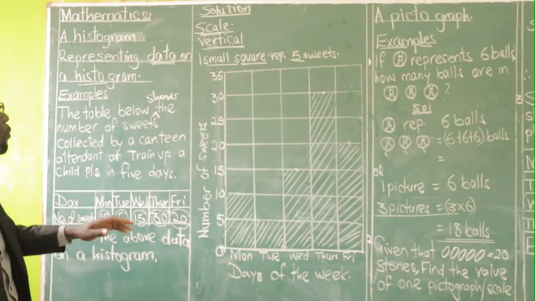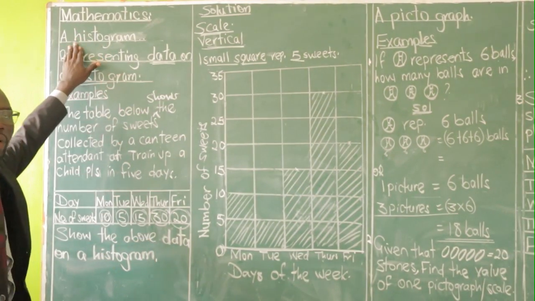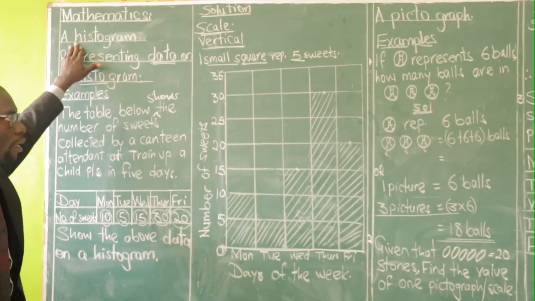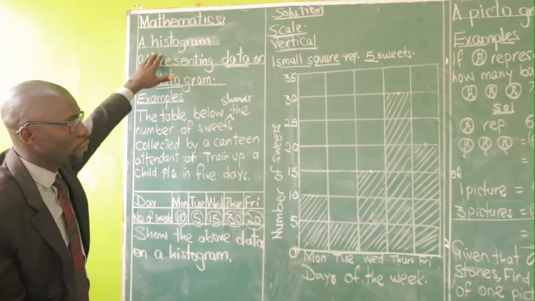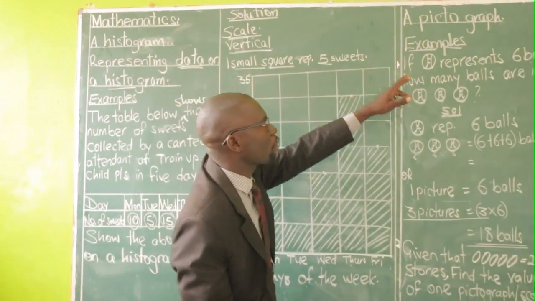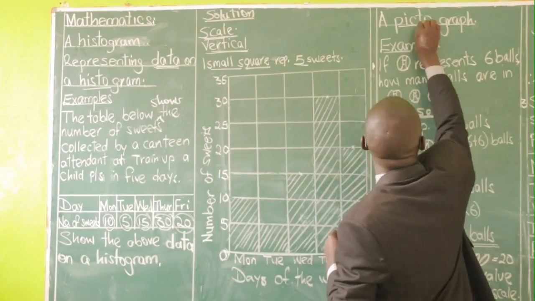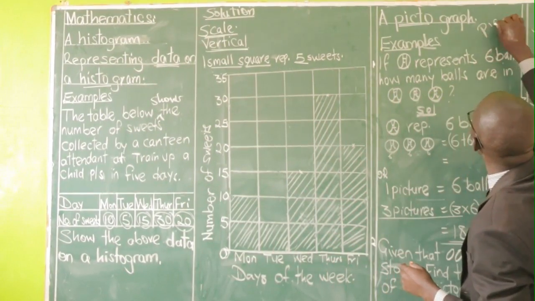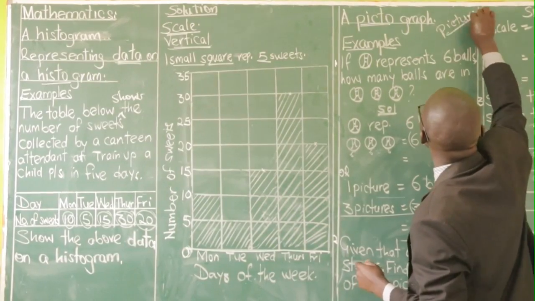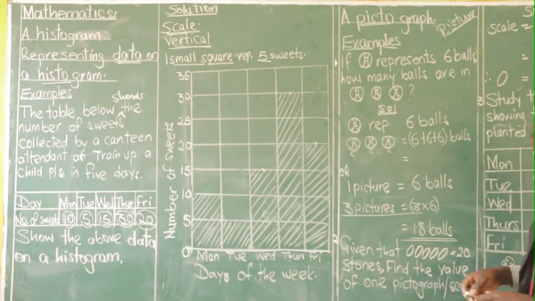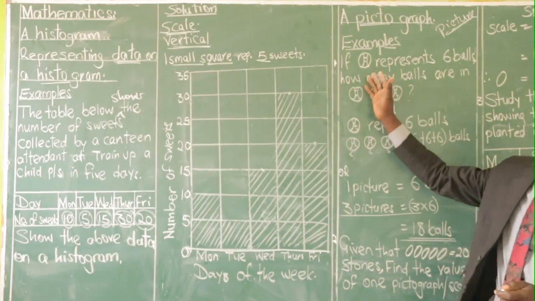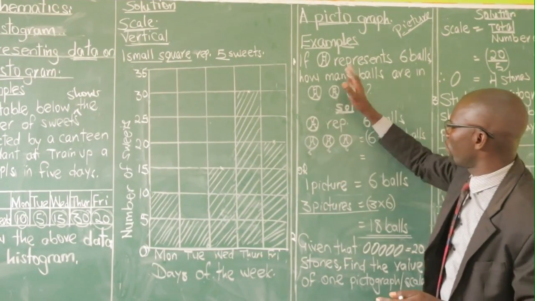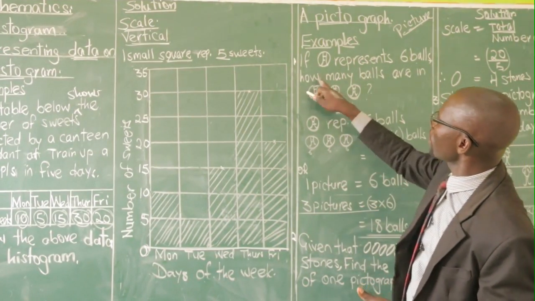Remember, I told you we have so many different graphs where we can represent data. A histogram has been number one that we've looked at here. And then we have a pictograph. The word pictograph comes from the word pictures, picture graph. So this is a pictograph where we have pictures, and I'm very sure you've seen these many times. So we have an example here.